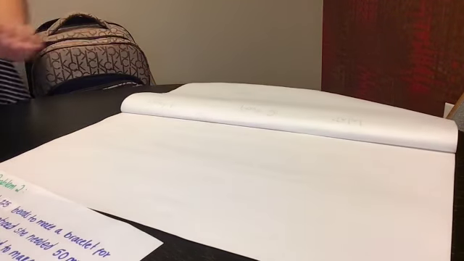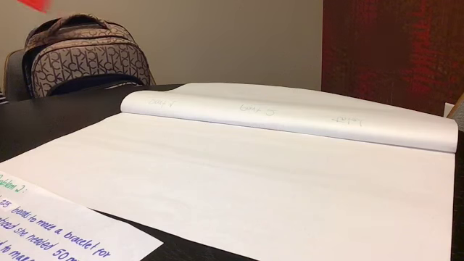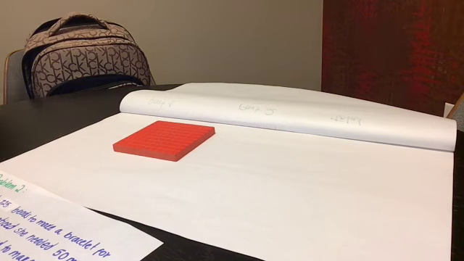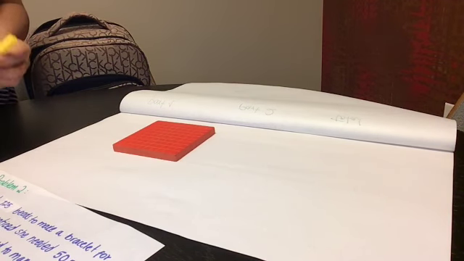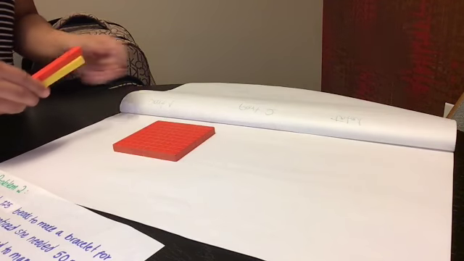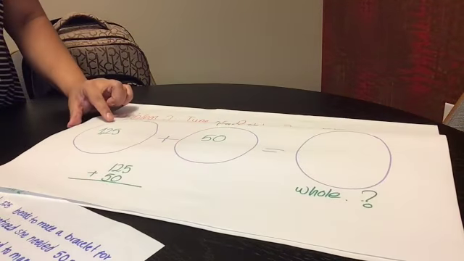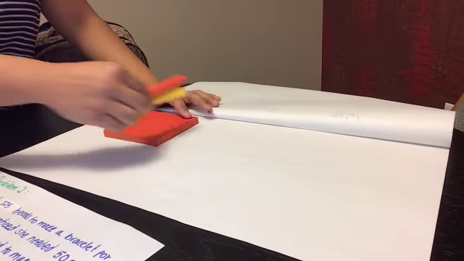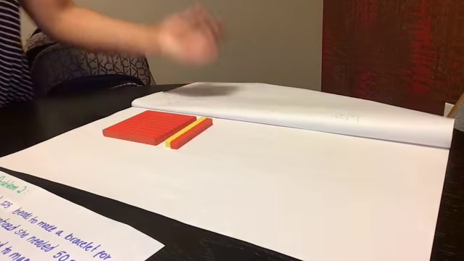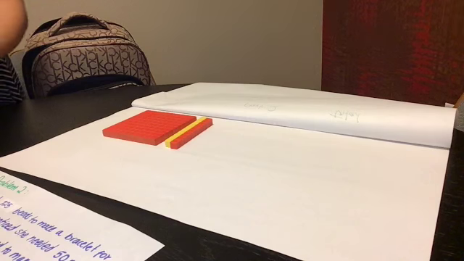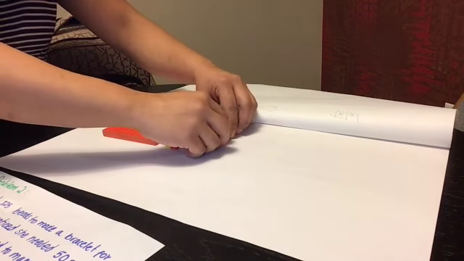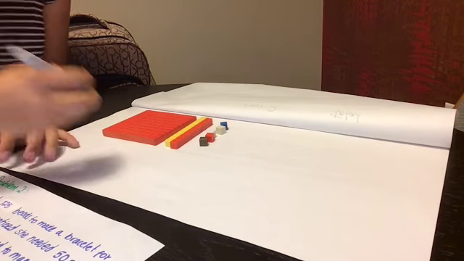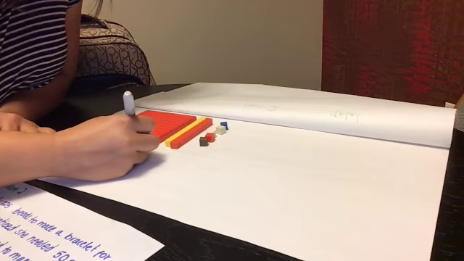Okay. So I know that 100 is represented by a flat, and I know that my tens are represented by the rods. And since my first number, guys, is the number 125, then I know that I need one flat, 2 rods that represent the 20, and I'm going to use 5 cubes that represent the 5 ones. Okay, so this is the number 125.